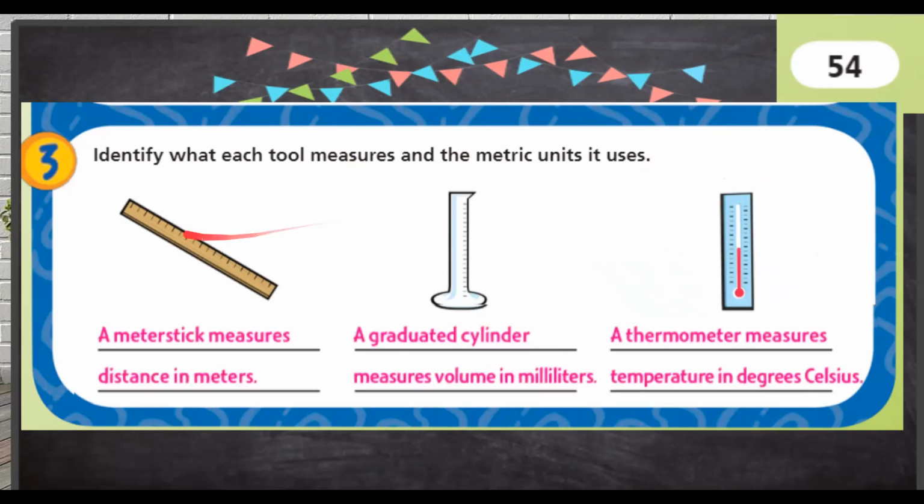Good job. So a metric stick measures distance in meters. A graduated cylinder measures volume in milliliters. And a thermometer measures temperature in degrees Celsius. That's it, guys, for today.